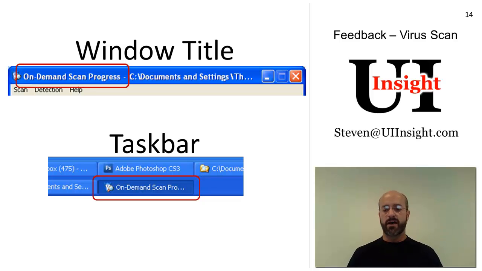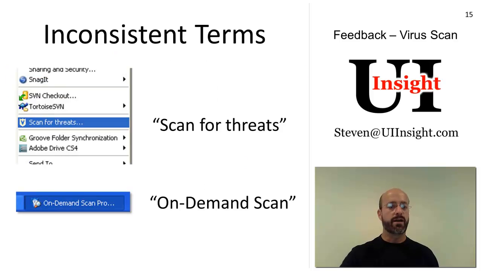I argue that that's not an ideal title, and let's look at why. So when I launched this application, I right-clicked on the directory that I was interested in, and I chose this menu item, Scan for Threats. That's what I think is going to happen. Those are the words I expect to see. What it opened was a window that began with on-demand scan.